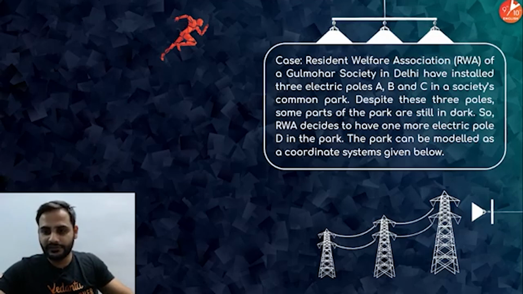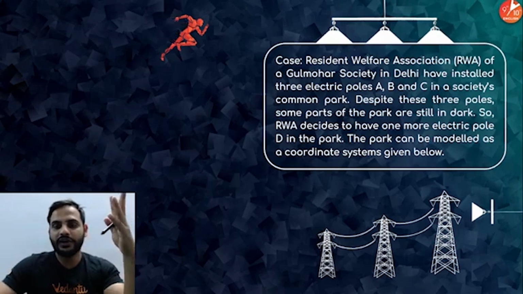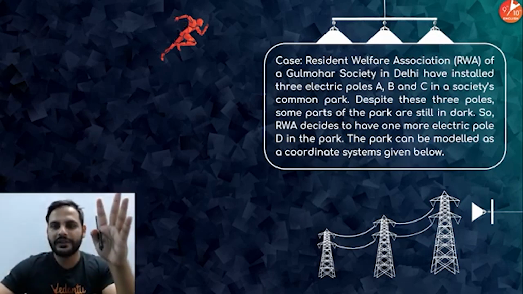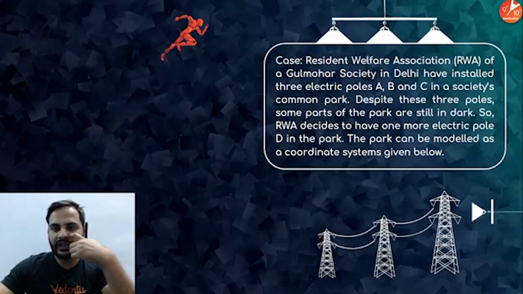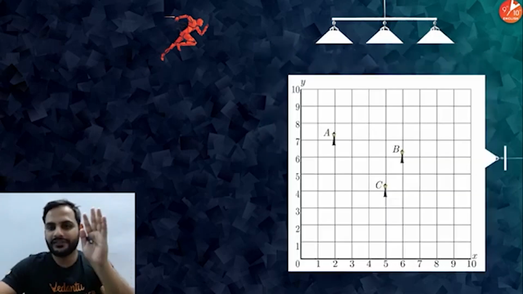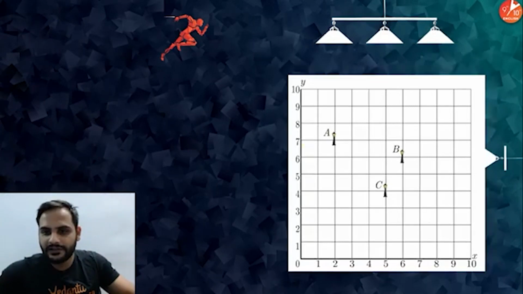Resident Welfare Association (RWA) of Gulmohar Society of Delhi. Only... this part is nonsense. Listen ahead. Have installed 3 electric poles A, B, and C on the society's common path. Despite these 3 poles, some parts of the park are still in dark. So RWA decided to have one more electric pole D in the park. The park can be modeled as a coordinate system given below. So, we have got the coordinate system, A, B, and C. So the main thing, just find out the coordinates of these 3.